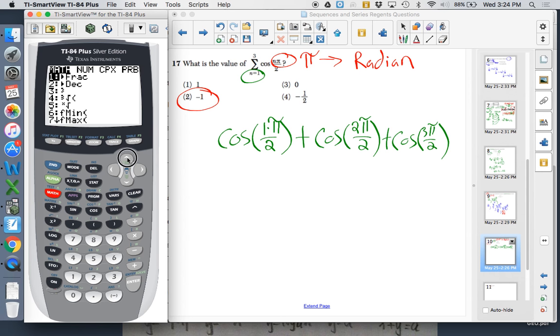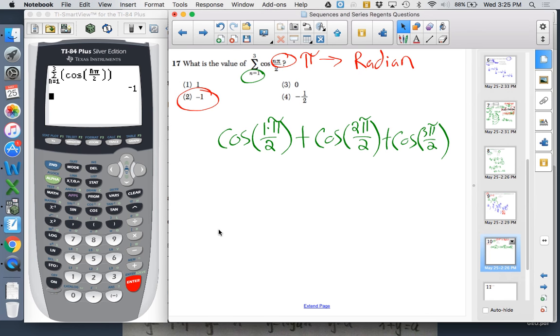Math, scroll down to the bottom for summation, and you can plug all of this in. Even if you want to use the letter n, you can press alpha n, so n equals 1 up to 3 of, the new function is cosine of, grab that fraction, alpha n pi over 2, and if Mr. Steiner did all this right, yep, didn't like that parenthesis, so we'll just get that out of there. Same answer, -1, totally in the calculator.